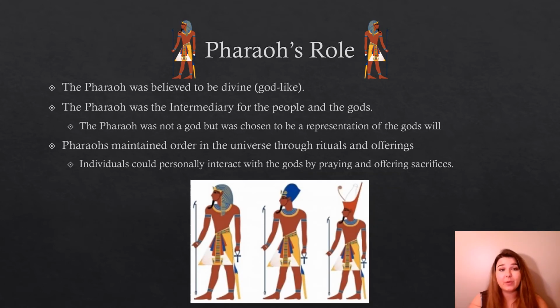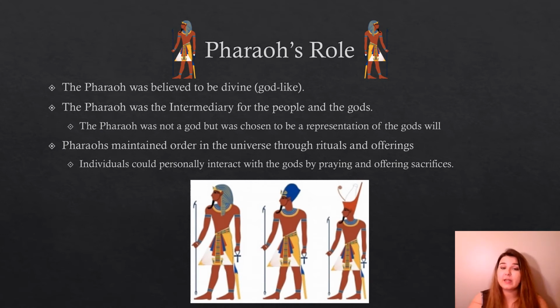Alright, so now we're going to shift gears a little bit. We're going to discuss what the pharaoh's role was in the Egyptian religion. So the pharaohs were believed to be divine or godlike. So the pharaohs were the intermediary for the people and the gods. This means that they were the person who act as a link between the people and the gods to ensure that the people are appeasing the gods' needs.